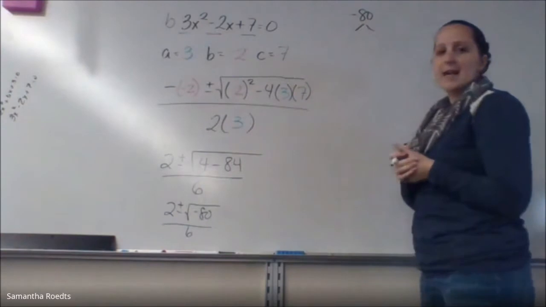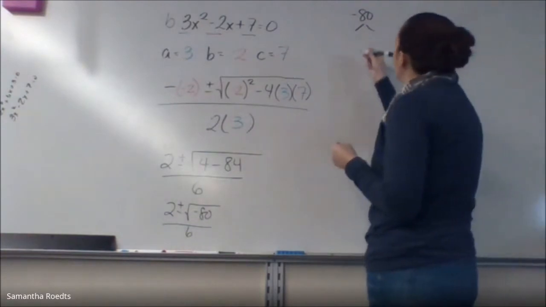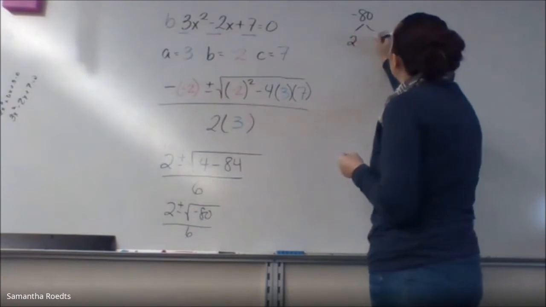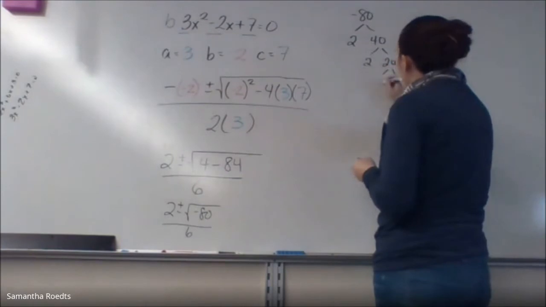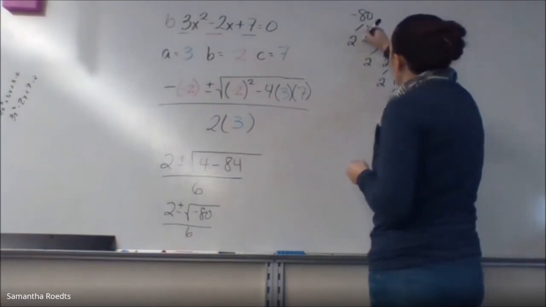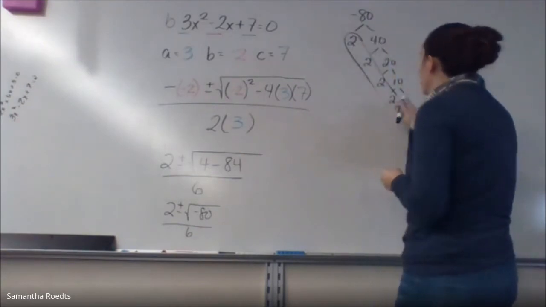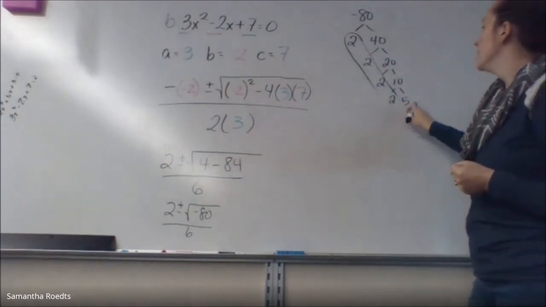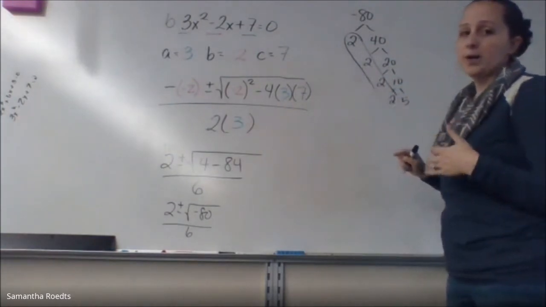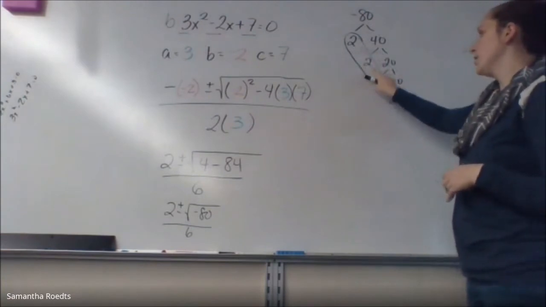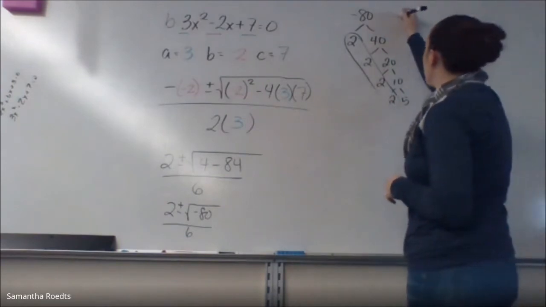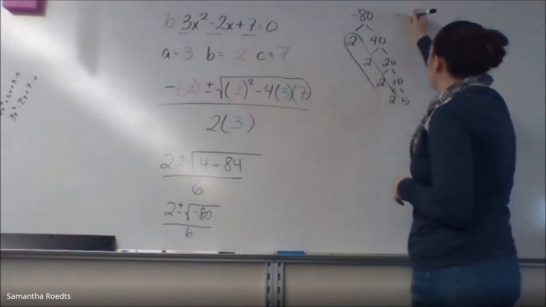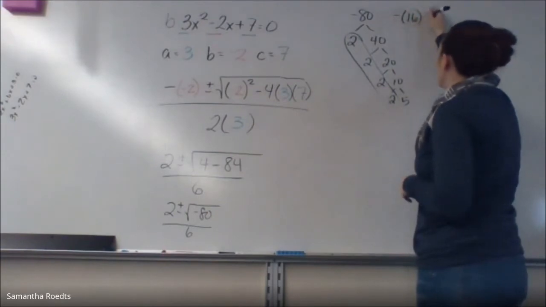When I break down 80, it's 2 times 40. 40 can break down into 2 times 20. 20 can break down into 2 times 10. 10 can break down into 2 times 5. There's 1, 2, 3, 4 sets of 2s and a 5. So that means I can take 2 2s out, or 4. 2 times 2 is 4. 4 times 2 is 8. 8 times 2 is 16. 16 is a perfect square. So 80 can be written as 16 times 5.